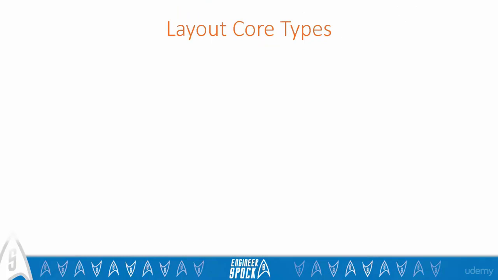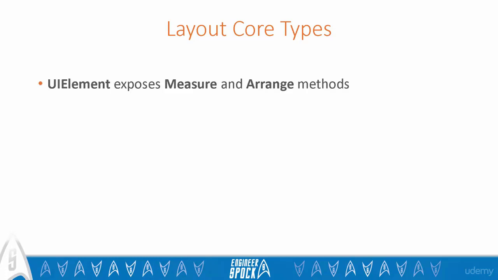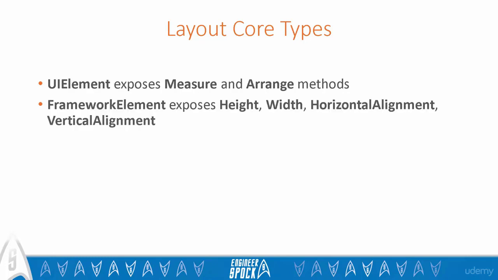At first, it's better to recall what core types are provided by the WPF framework. UIElement is the base class for every element which is able to be displayed. From the layout perspective, UIElement exposes two methods: Measure and Arrange. Soon we will see that the layout process is actually comprised of two steps: measure and arrange. The second important type is FrameworkElement. This class exposes the API of sizing and positioning. It exposes the following properties: Height, Width, HorizontalAlignment, and VerticalAlignment.